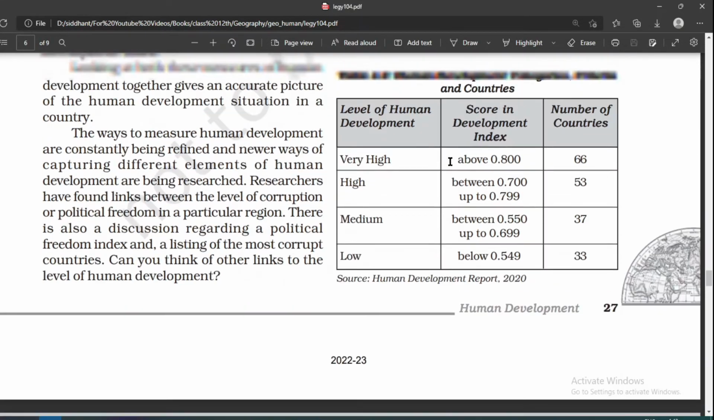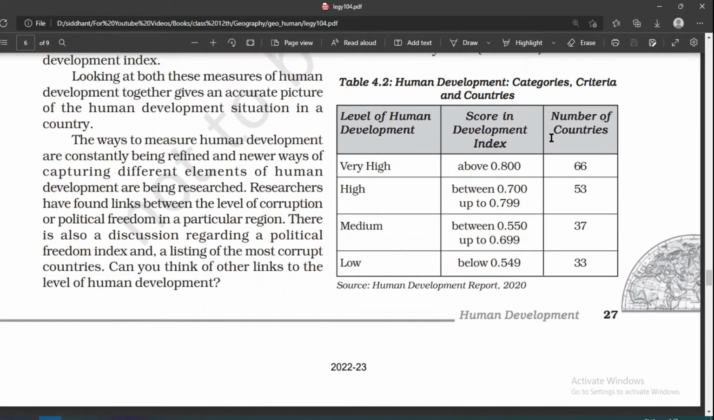Level of human development, score in the Human Development Index, number of countries: very high, above 0.800, 66 countries; high, between 0.700 and 0.799, 53 countries; medium, between 0.550 and 0.699, 37 countries; low, below 0.549, 33 countries.